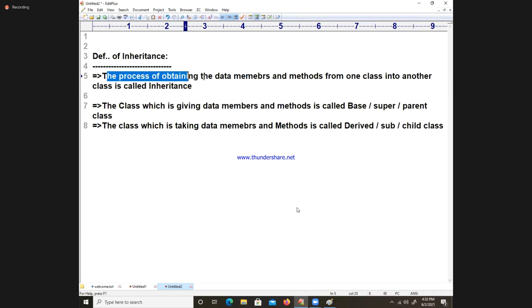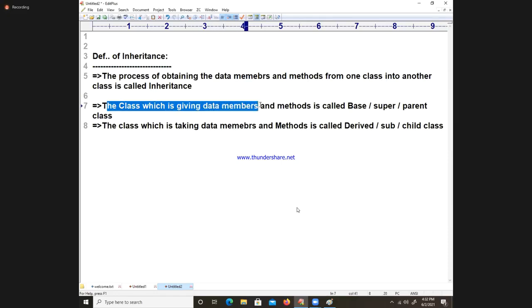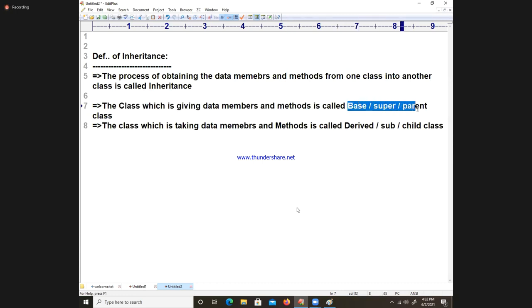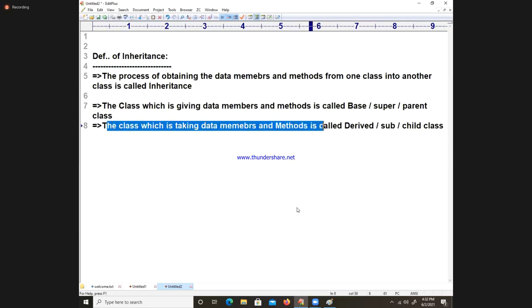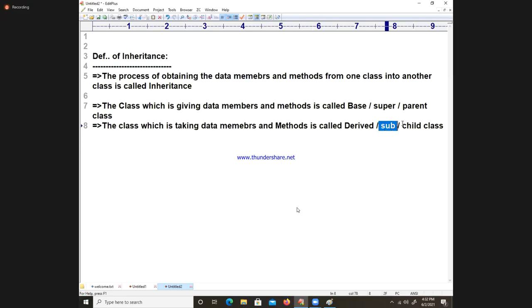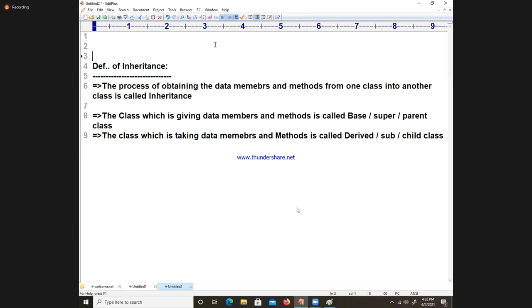The process of obtaining the data members and methods from one class into another class is called inheritance. In the definition of inheritance, we have some words. The class which is giving data members and methods is called base or super or parent class. The class which is taking data members and methods is called derived or sub or child class. Now I will write a final point here.